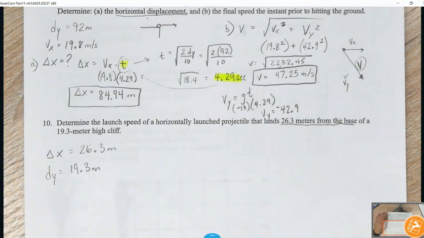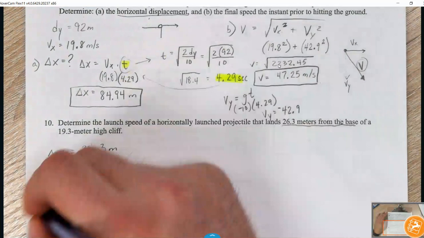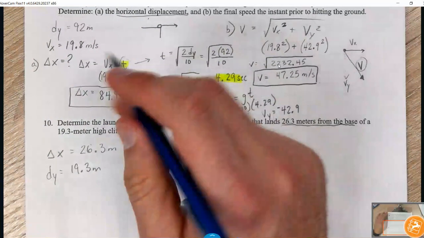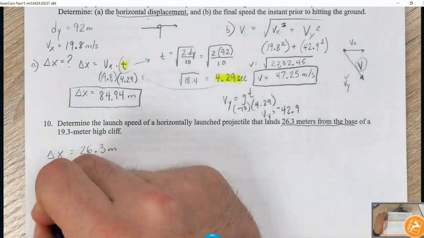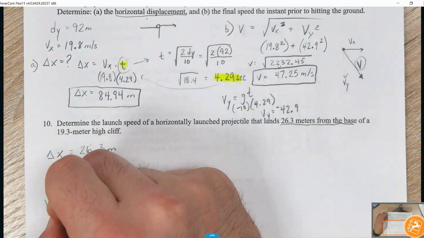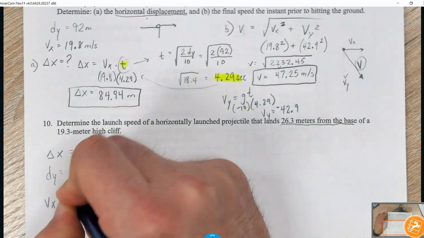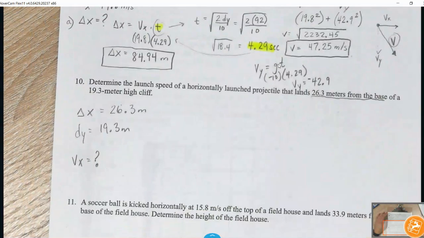Determine the launch speed of a horizontally launched projectile. Because it's launched horizontally, there is no Vy yet. They want to know what the initial speed was, so that is your Vx. Okay, here are my variables. I know what I'm looking for. So what would my next step be?